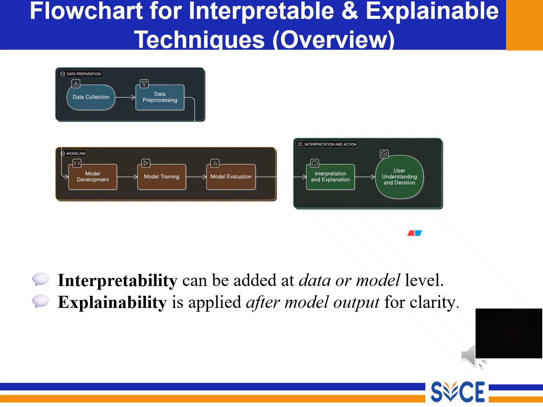So while showing the diagram, imagine I am building an AI that predicts whether a student will get placed in a company. First, I collect data like CGPA, communication skills, and coding marks. Then I train a model. After prediction, the AI should explain: you are selected because your coding marks are high and you have an 8.5 CGPA. That's what we call explainability. Interpretability can be added at the data or model level.